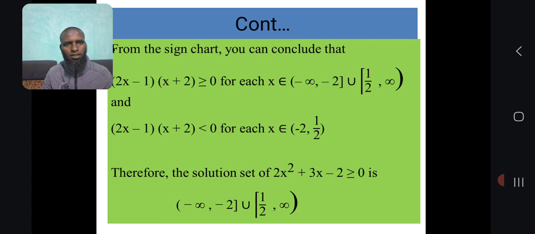This is what is meant by the sign chart method. We tried to see both the less than inequality and greater than inequality. Using the factors, we can arrive at the given solution. Therefore, students, this is a basic thing that you have to deal with.